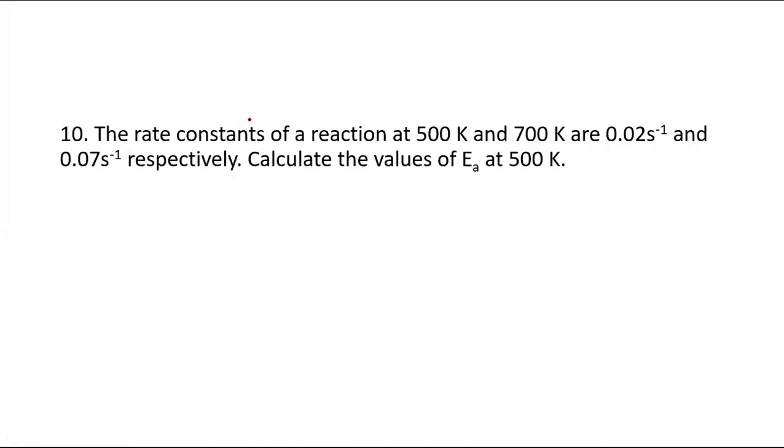So this is our last problem. Similar to the previous one we solved. The rate constants of the reaction at 500 Kelvin and 700 Kelvin. Directly it is given in Kelvin. Therefore, T1 value will be 500 Kelvin, T2 value will be 700 Kelvin, and K1 is equal to 0.02 per second. K2 value will be 0.07 per second respectively. Calculate the value of EA.